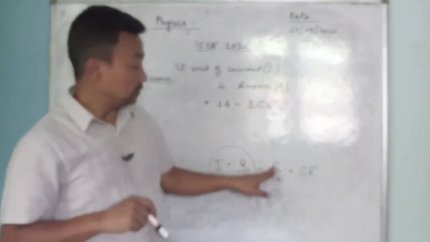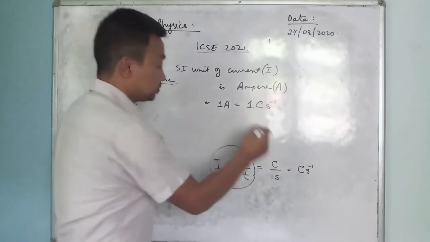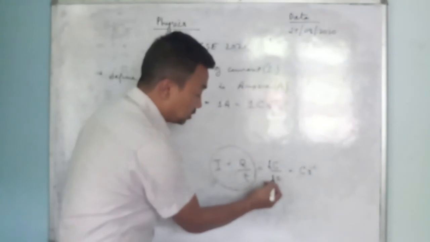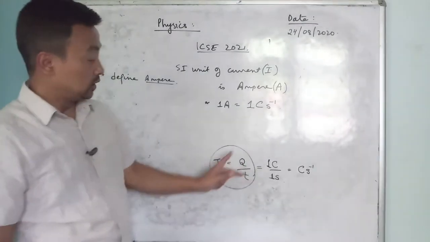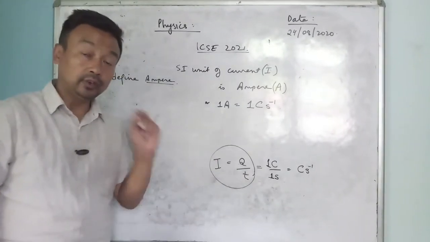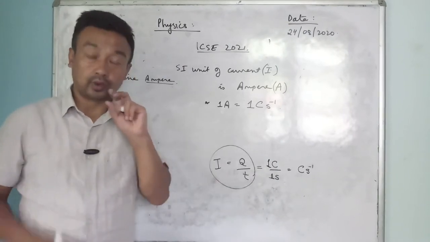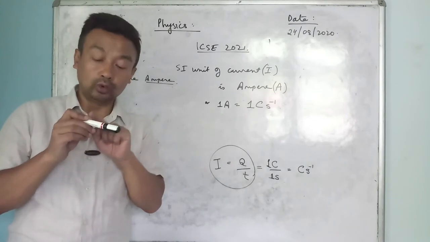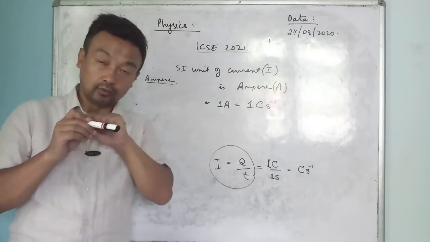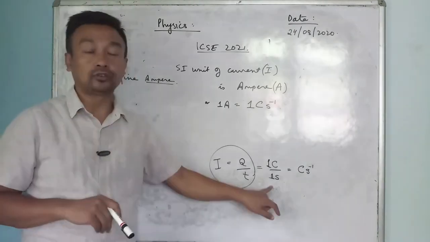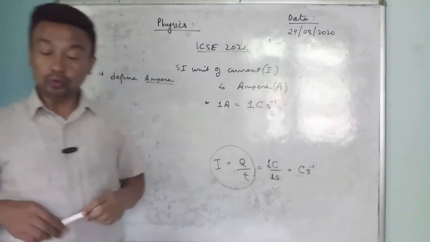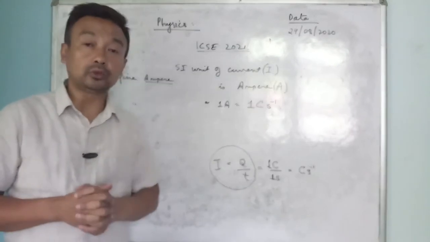So when the charge is 1 coulomb, and it is flowing for how long? 1 second. So ampere is defined as the current flowing in a conductor when 1 coulomb of charge flows in 1 second time. So these are the two topics that we have started with.